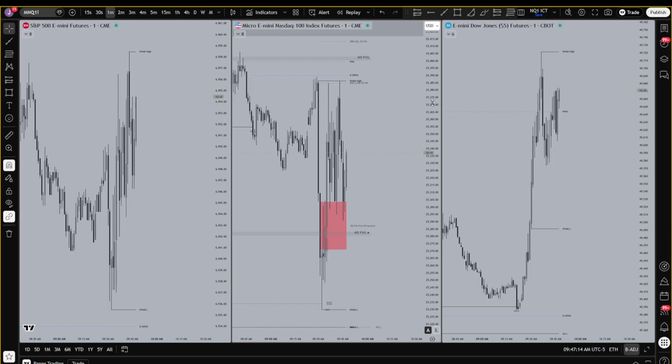Even TopStep's platform is kind of buggy, freezing and stuff too. They're trying to nerf us, bro. Yeah, Tradovate seems to be down.